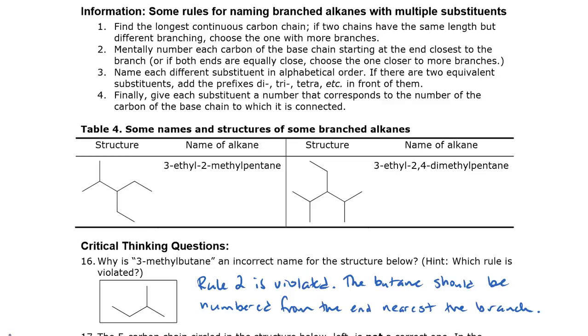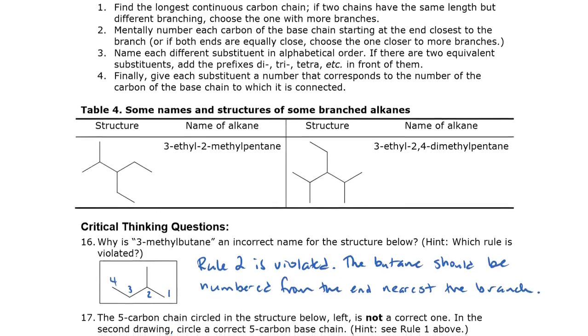All right, so 3-methylbutane is incorrect because it violates rule number 2, which says you should start numbering the base at the end closest to the branch. And so if you start at the wrong end, you get 3 where the branch occurs. But if you start closest to the branch, then you get 2-methylbutane, which is the correct name. Okay?